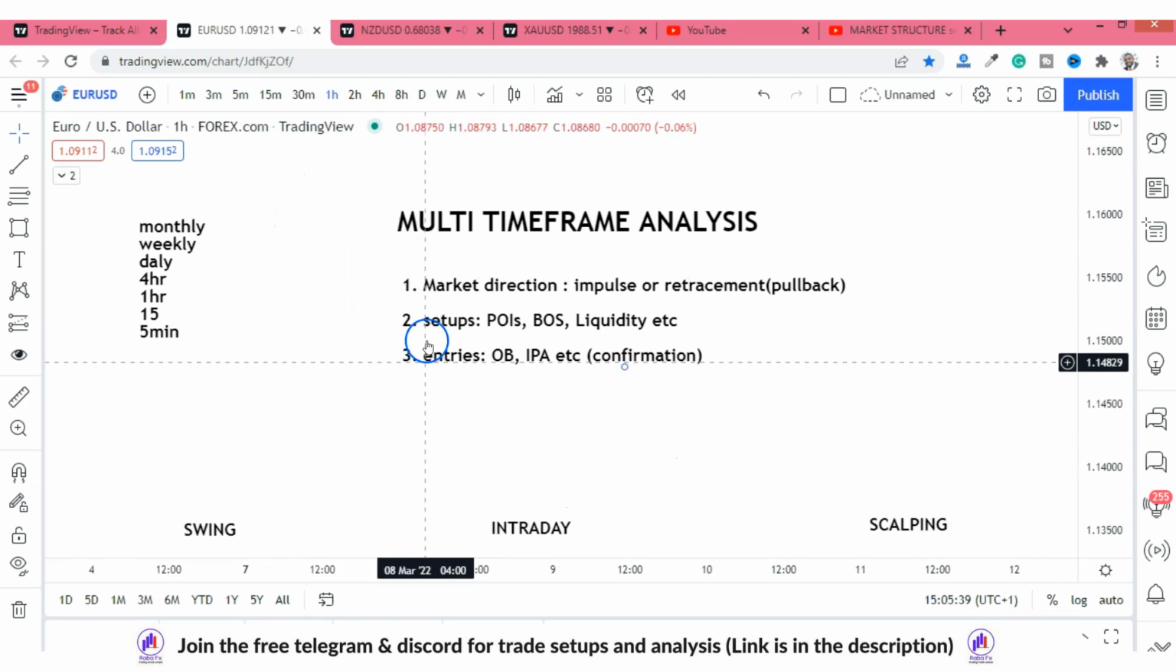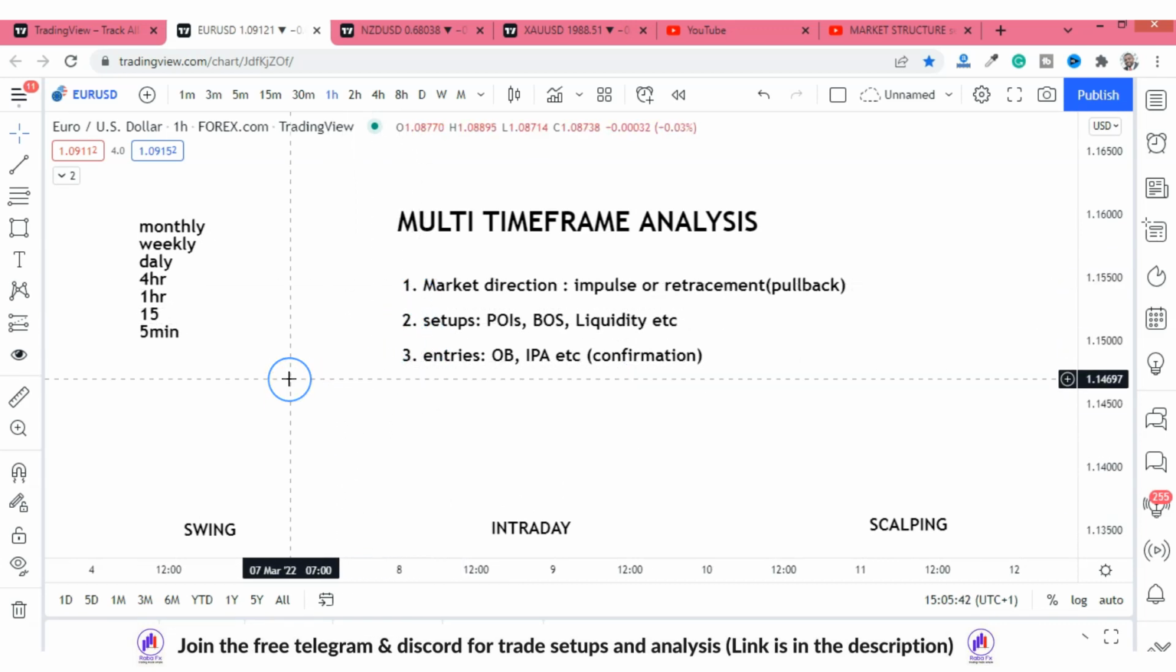Break it down into 3. Do not just look at all time frames and try to create a setup, a direction, and everything in one time frame. No, no, no. You have a time frame for direction, you have a time frame for your setups, then you have a time frame for your entry. Sometimes your setup direction can also be your entry.